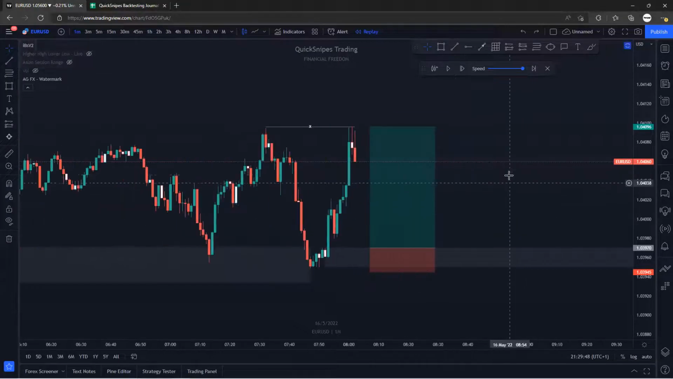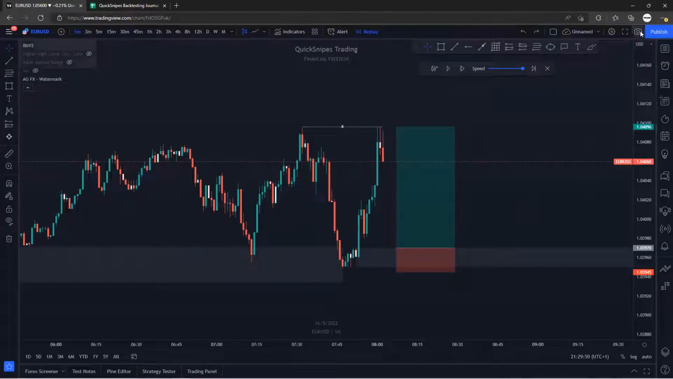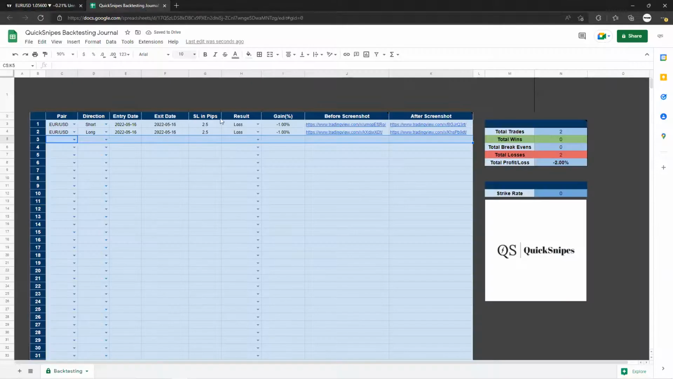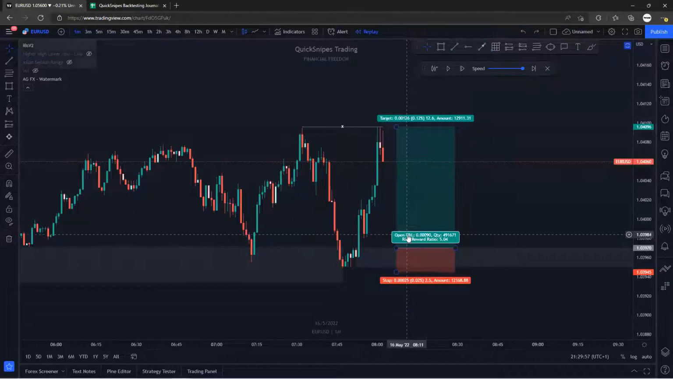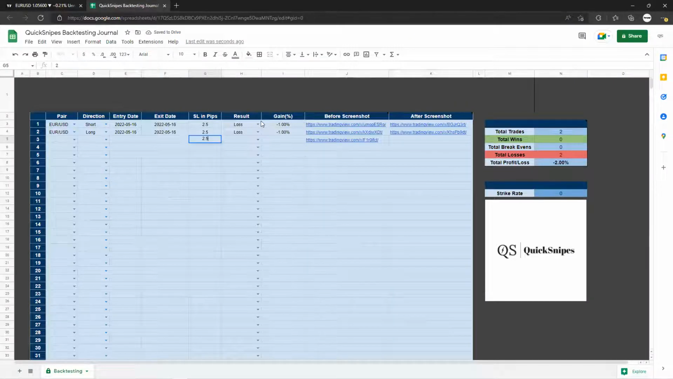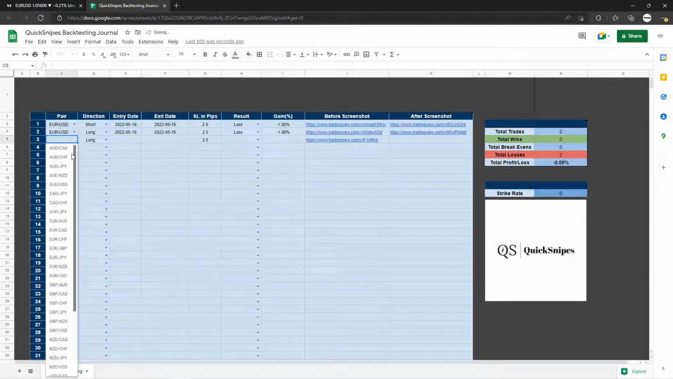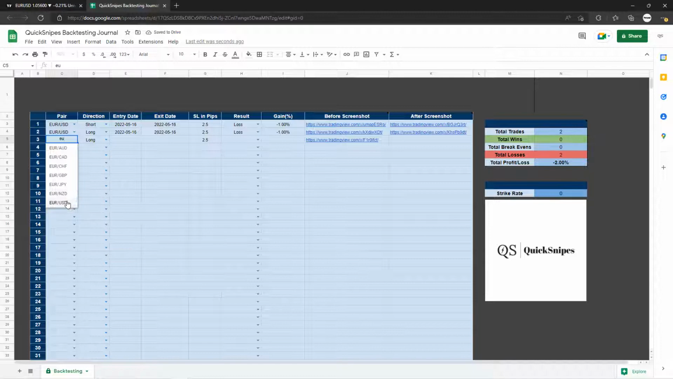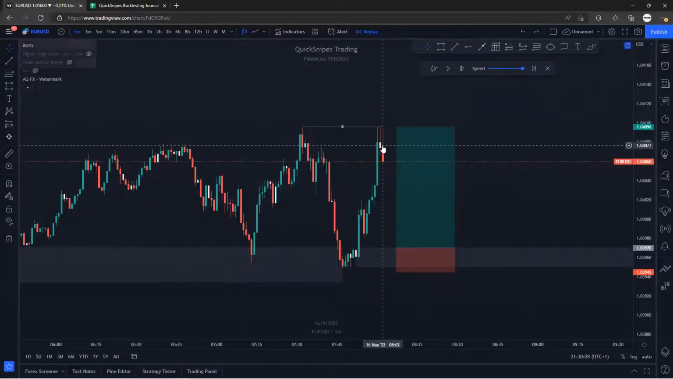Yep, so we have this trade marked up. Liquidity to target is all looking quite good in this one. Again, it's a 2.5 pip stop. So again, looking nice. It is a long on Euro US dollar. Is it within our trading hours? Yeah, most definitely.